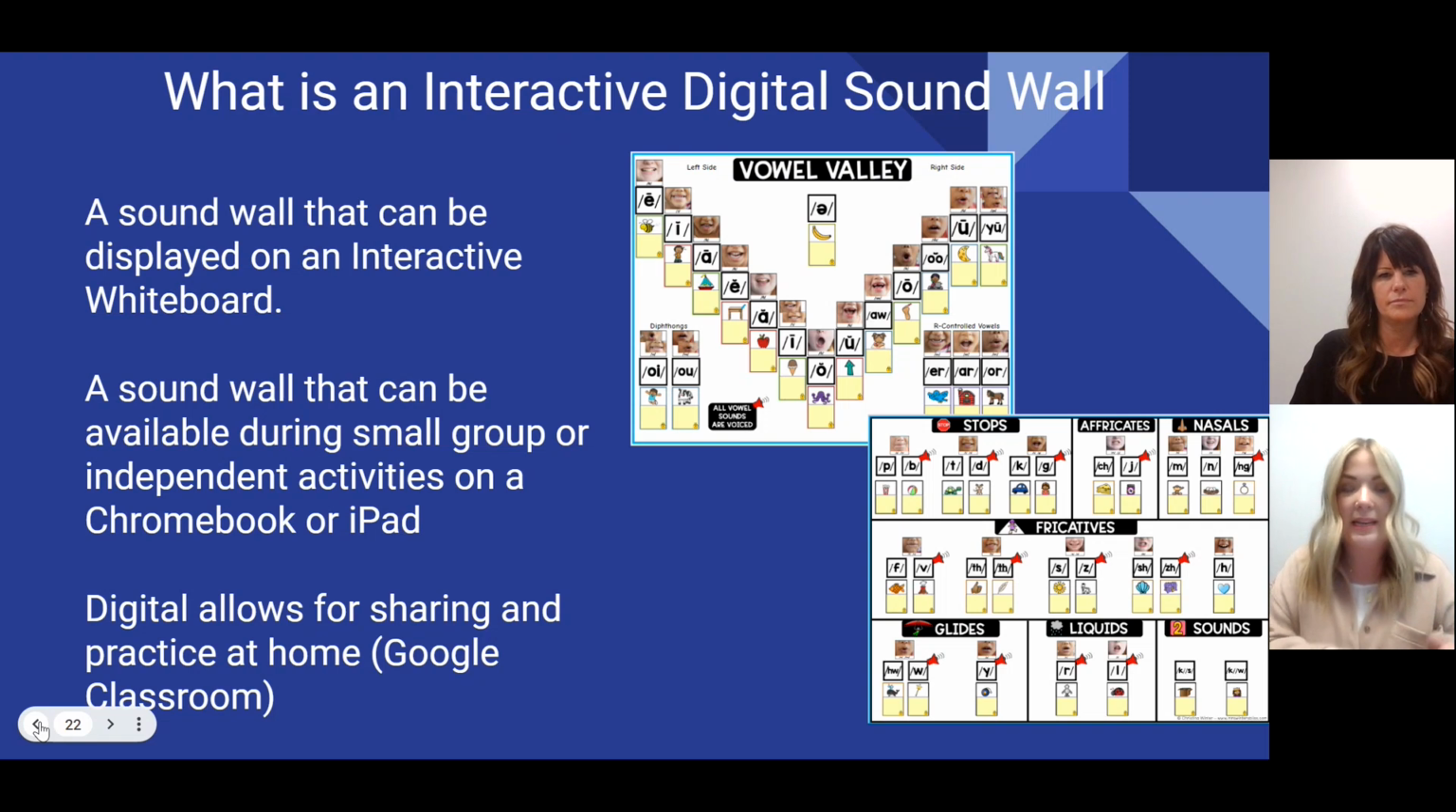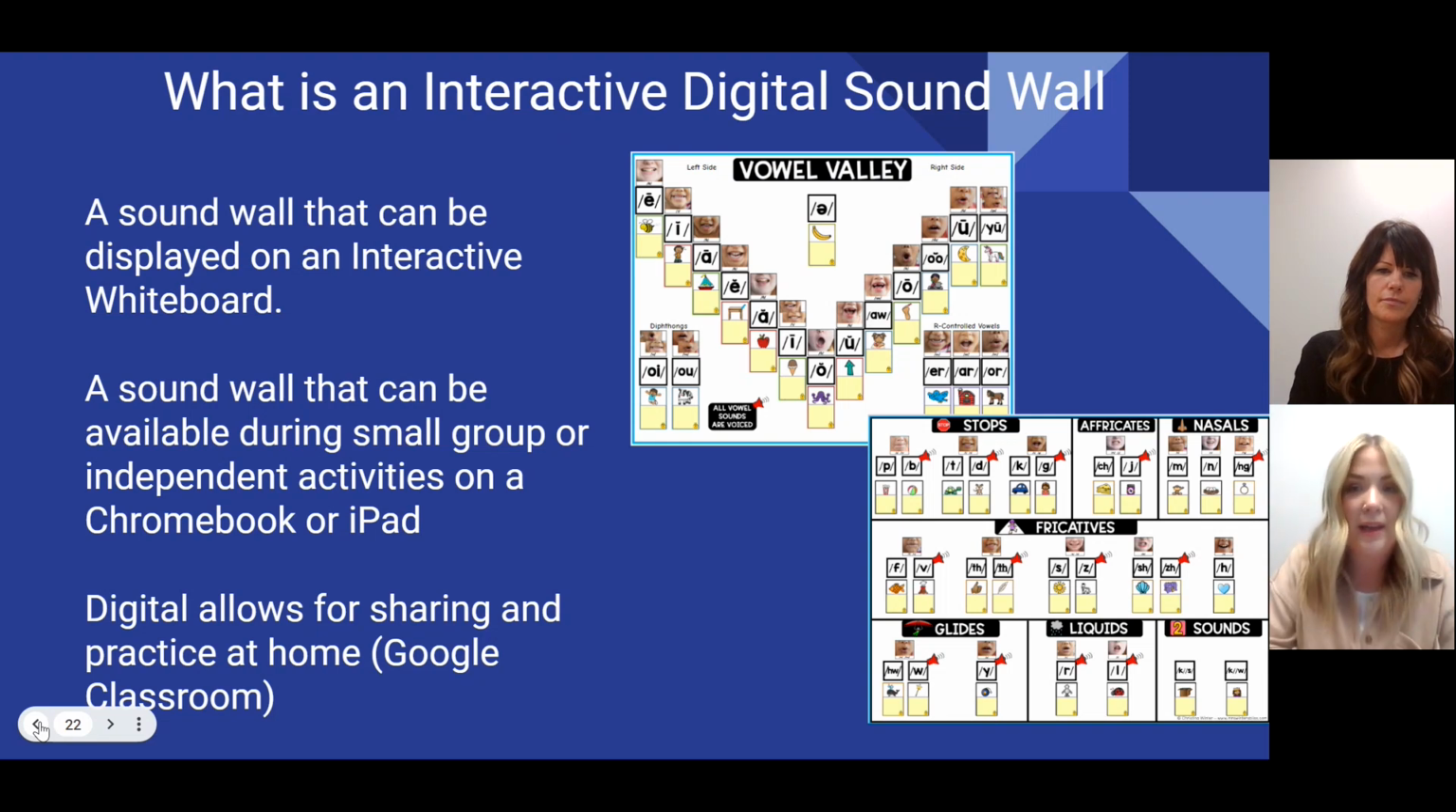And another thing we said too is that have the cards printed for other purposes. You might have them and use it in small group instruction or at the carpet, or maybe you just have it for your students to explore and play when they're at literacy centers or stations. So there's different ways that you can incorporate it.